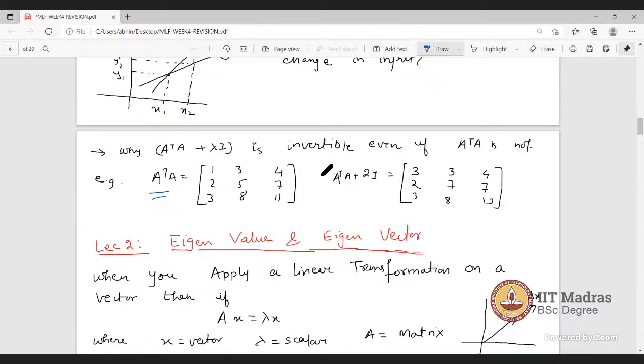Sir, but A transpose A will always be symmetric, right? Yeah, so I have just taken an example right here. If A transpose A is not invertible, you can take a symmetric matrix, for instance. But A transpose A will always be symmetric, isn't it?